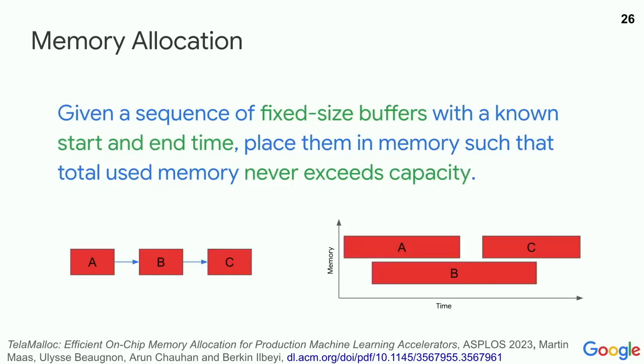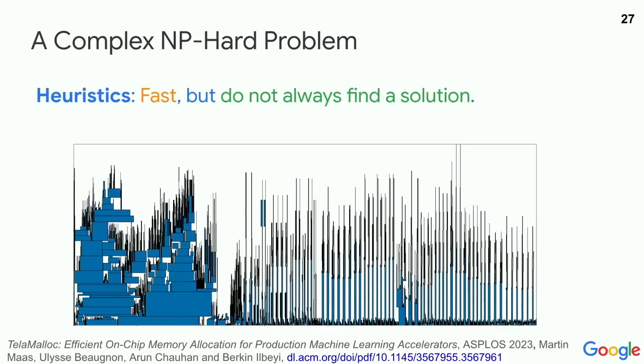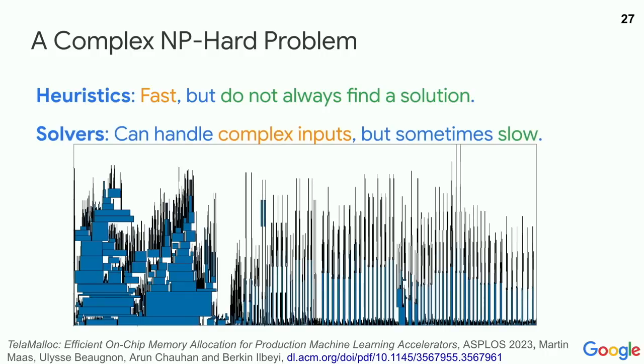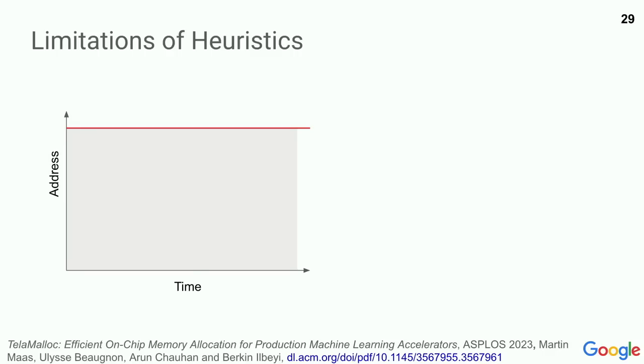And so given a sequence of fixed size buffers with known start and end times, can we place them in memory so that we never exceed our memory? And it's super hard and complicated. Heuristics are super fast, but they don't always find a good solution. The other alternative is solvers, which are super slow, but find a good solution. And so Telamalloc is some really nice work where you try to achieve the best of both worlds by combining heuristics and solvers. And the way this works, here's an example of the limitations of heuristics.